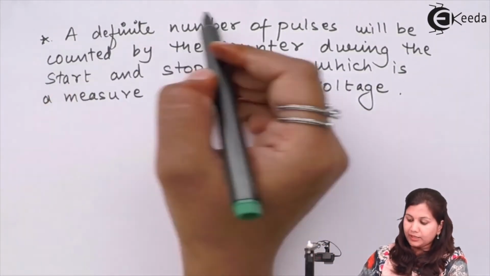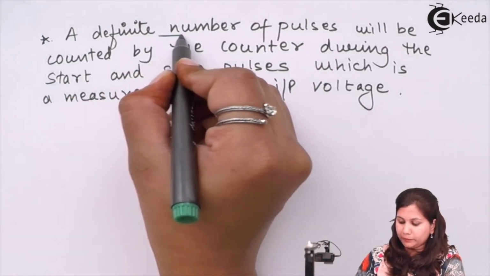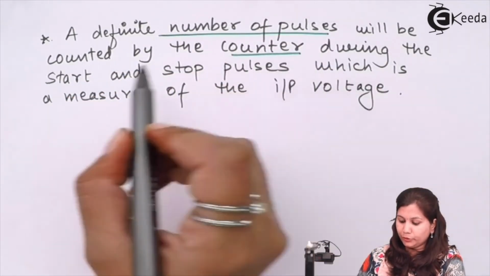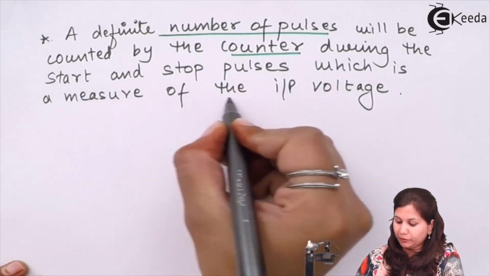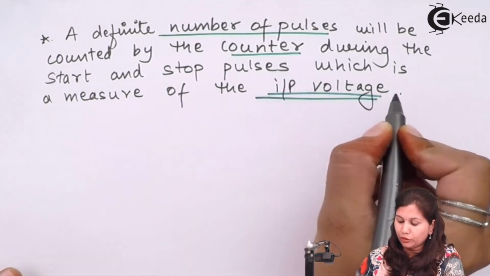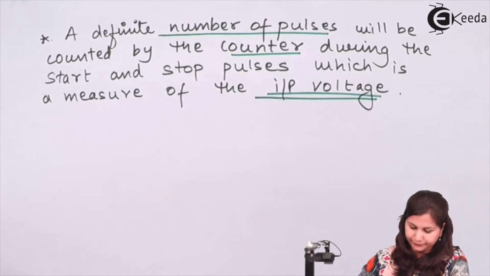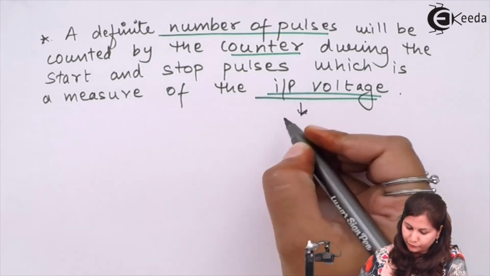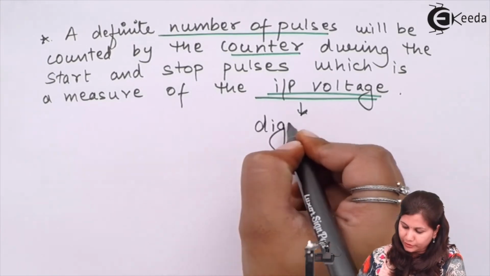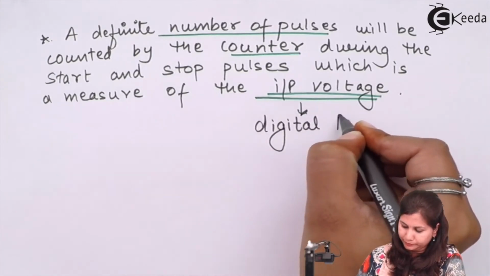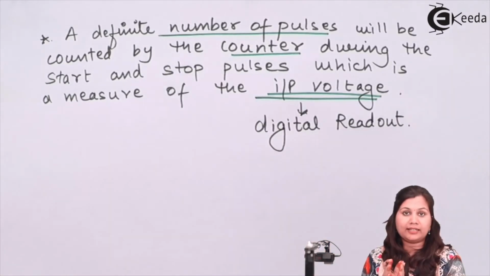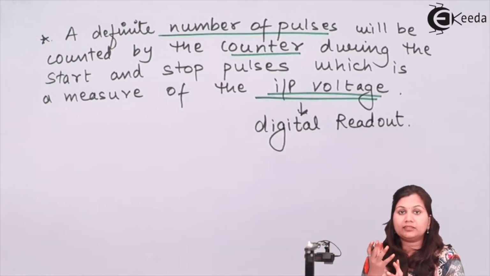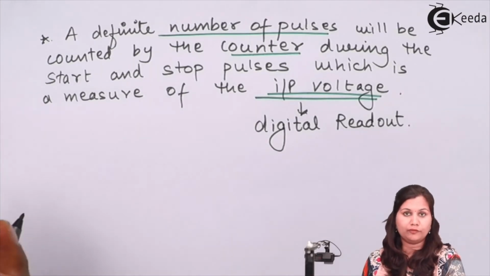So this definite number of pulses counted by the counter during the start and stop pulse time interval will be a measure of the input voltage. And this input voltage is displayed by the digital readout. So you can see that we are getting the digital reading of the input voltage. So it's a digital voltmeter.